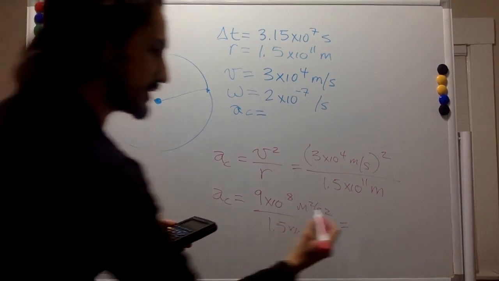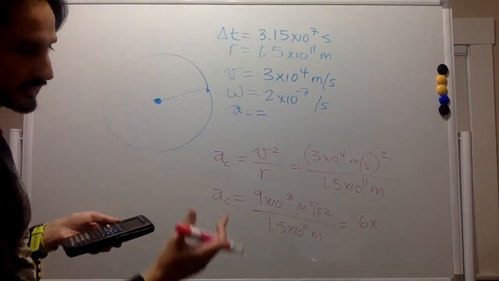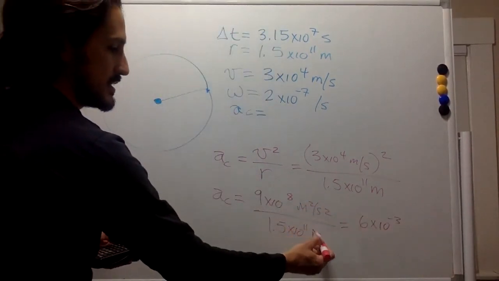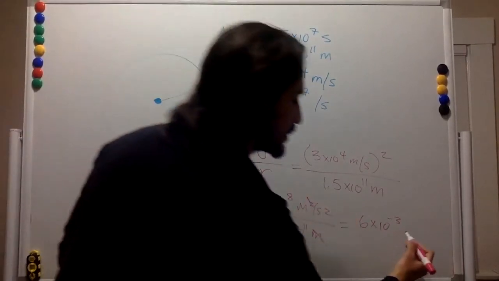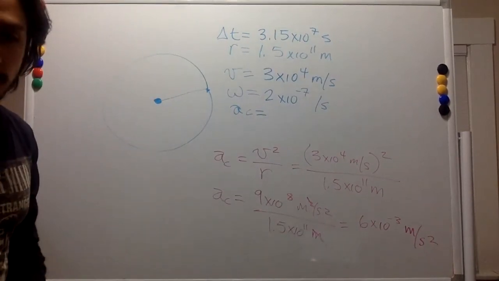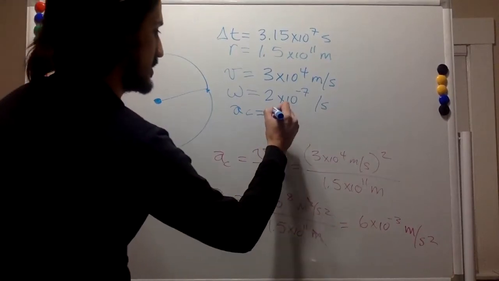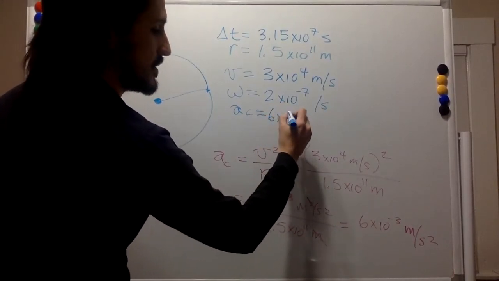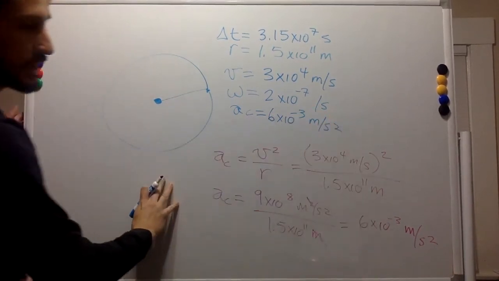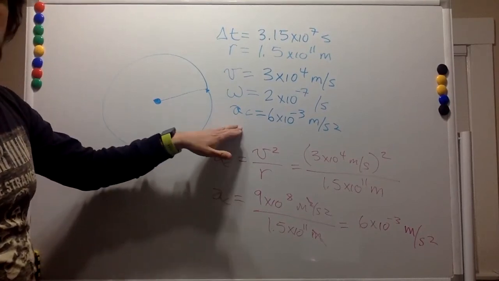And so the centripetal acceleration is 0.006, so 6 times 10 to the negative 3 meters per second squared. So this quantity is interesting, because this is the acceleration due to the Sun.